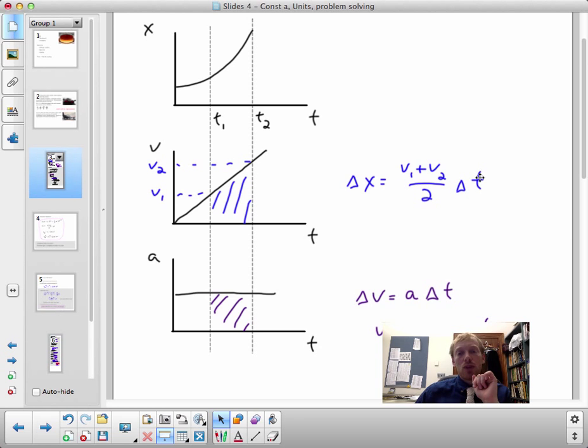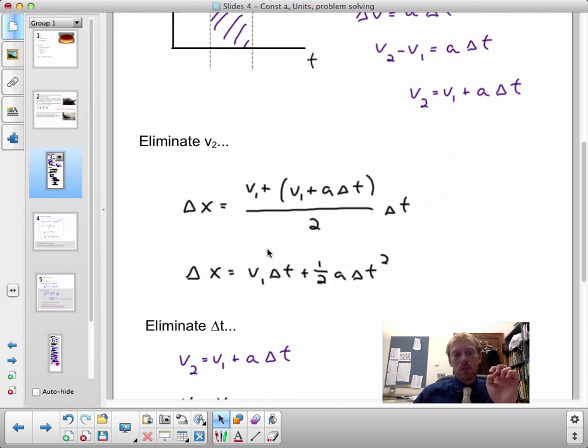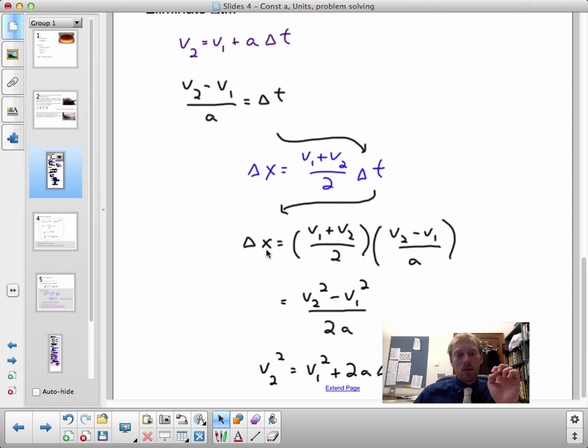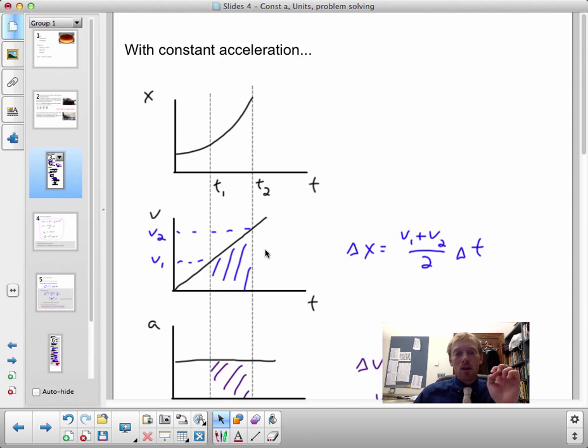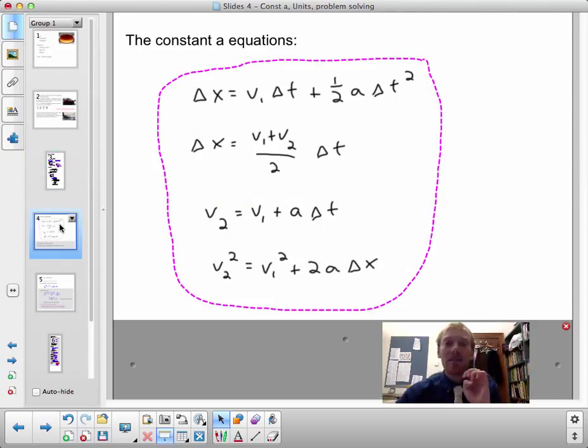And you could imagine algebraically combining these to make a new equation that lacks, say, delta t, or a different equation that lacks v2. And in fact, I'm not going to talk all the way through it, but you can see on these slides I do that and get 2 more equations for a total of 4 equations that relate 5 variables having to do with constant acceleration: delta x, v1, delta t, a, and v2. These you need to memorize, and I will show you how to memorize them right now.